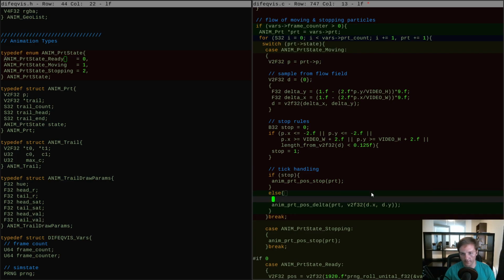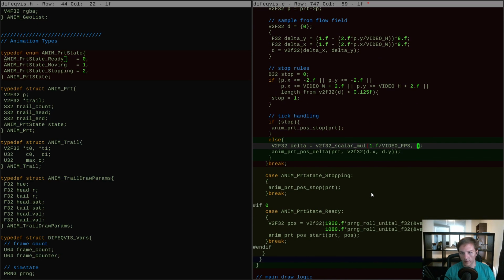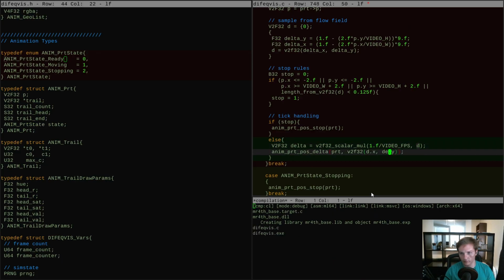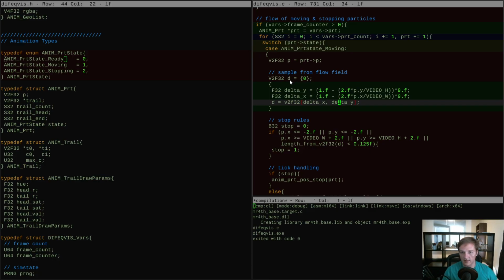When we go to update, we're going to take D times the inverted frames per second as the actual change in position. So this will now be considered not just some per-frame delta. This is the per-second delta. This is the change in coordinate per second that we want to see. So now it's going to look real slow. They're moving 3 pixels per second. They don't even look like they have trails. It looks like points popping in.